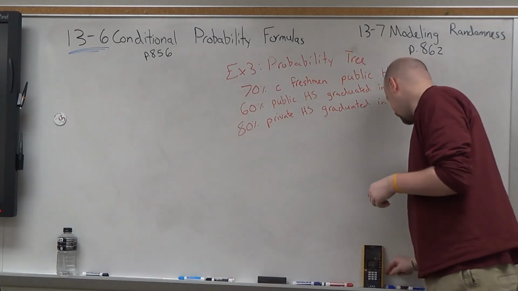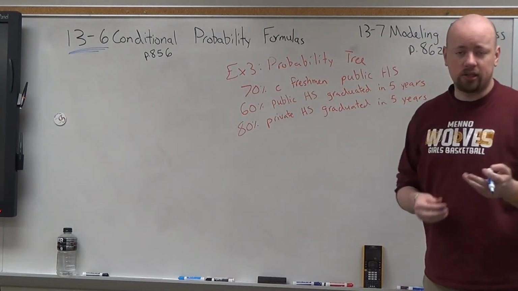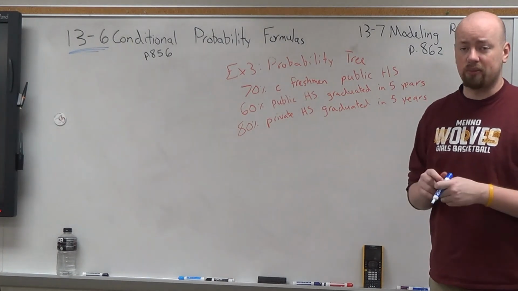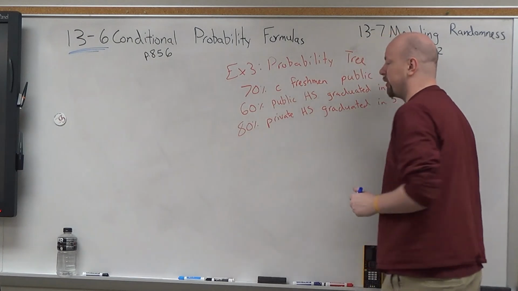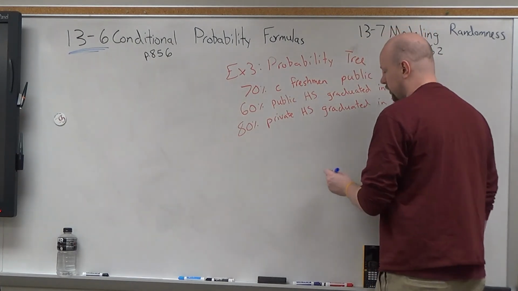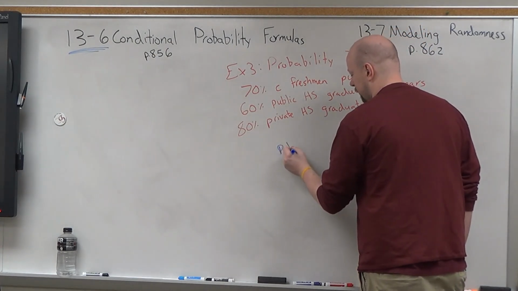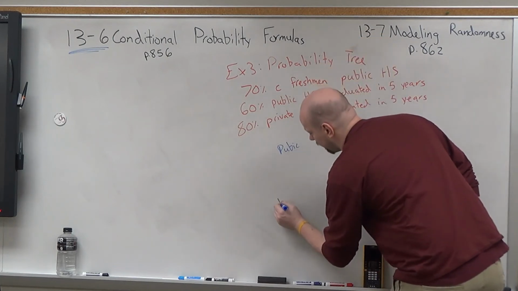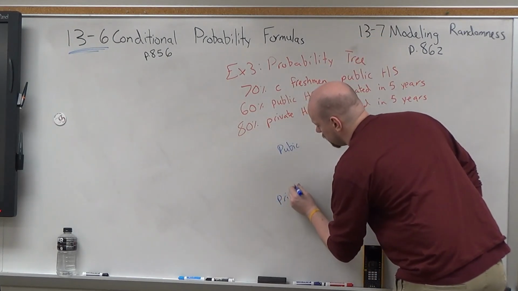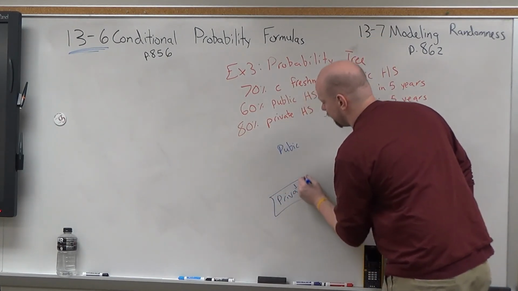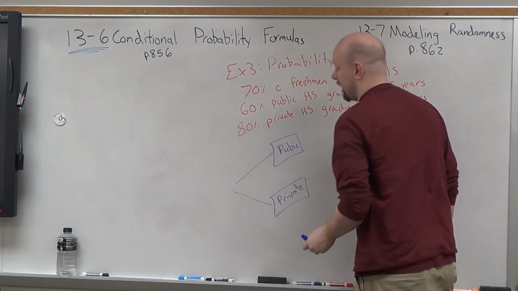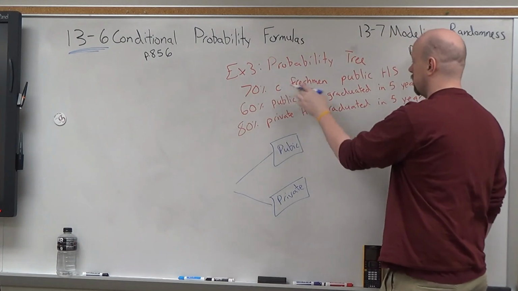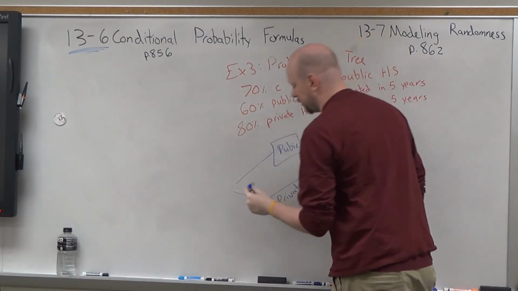Now, a probability tree is, well, it's exactly what it sounds like. You just break things off into branches. So first, we need to figure out, do they go to a public or a private school? So let's do public or a private. And I'm going to do boxes. And we need to connect it to something, some base, so they're all college freshmen.